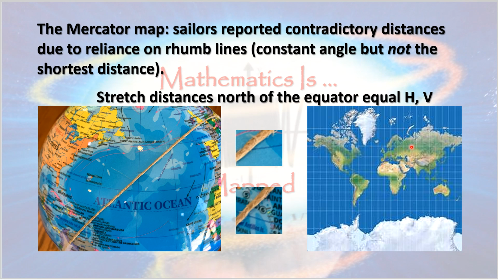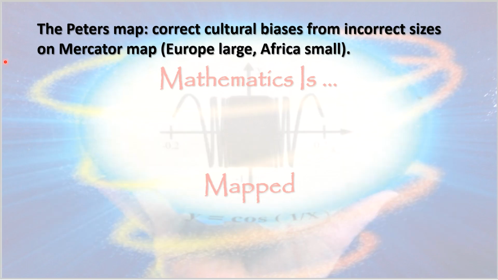In the 1970s, German historian Arno Peters introduced a map which he intended to correct cultural biases, an enlarged Europe and a diminished Africa, for example, introduced by the Mercator map. His map, which duplicated the work of James Gall in the 1850s, preserves area. If region A looks twice as big as region B on a Gall-Peters map, it is physically twice as big.